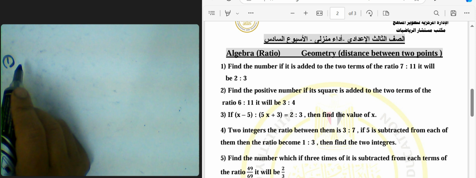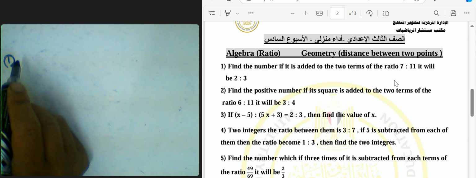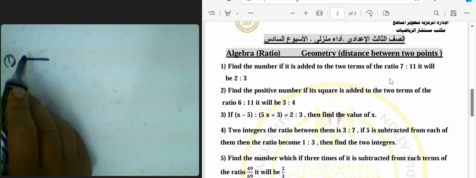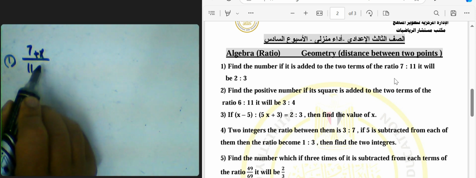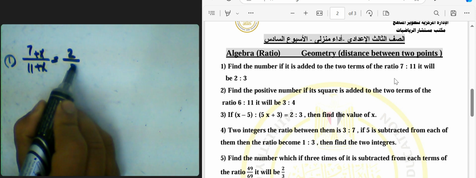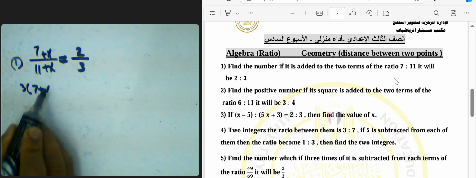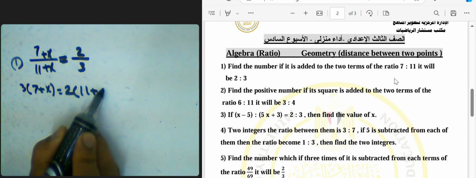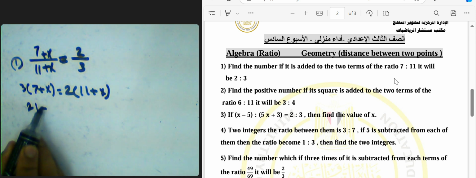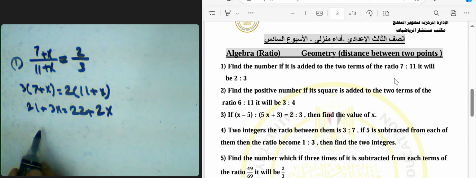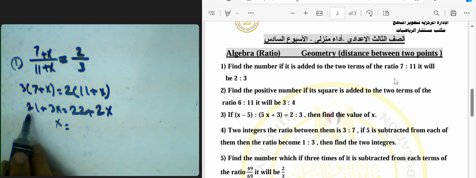Find the number if it is added to the two terms of the ratio 7 to 11, it will be 2 to 3. With the number x is added to the ratio 7 to 11. Put x here and x here. The result will be 2 over 3. And then using the rule, the product of extremes equal product of means. Here we can write 3 product by 7 plus x equal 2 product by 11 plus x. And then 3 times 7 will be 21, and 3 times x equal 3x. 2 times 11 will be 22, and 2 times x will be 2x. And then move here, 2x subtract from 3x will be x. And 22 subtract by 21, it will be 1.